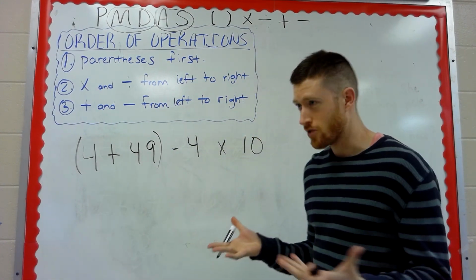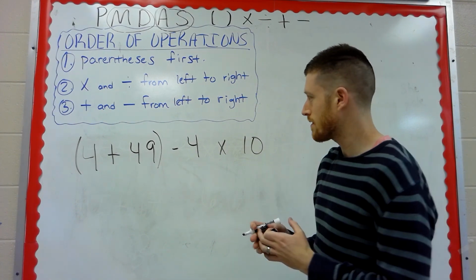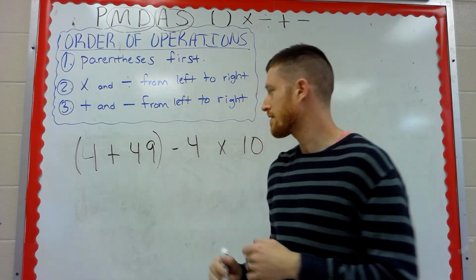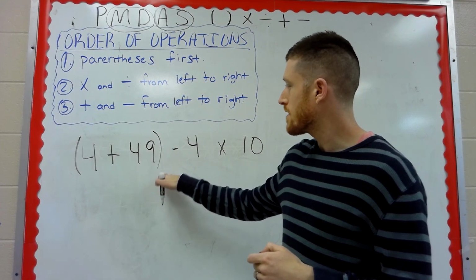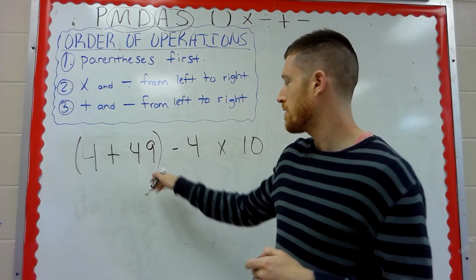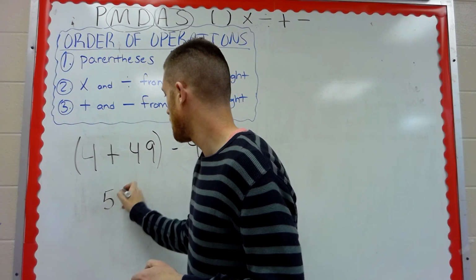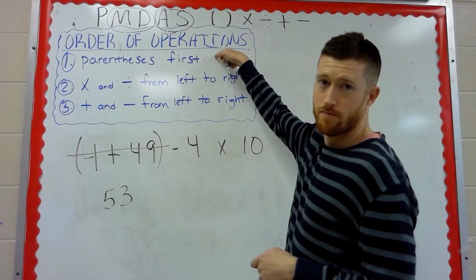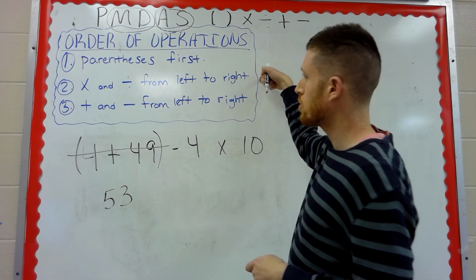All right, so the first thing you should notice that should jump out at you is that there is parentheses, right, this time. There wasn't last time, there is this time. So they are screaming "do me first," all right? My class and I have talked about that, the parentheses, they tell you to do them first. So 4 plus 49 is 53, and then we're going to mark that out. So we're done with step 1. Solve parentheses first.